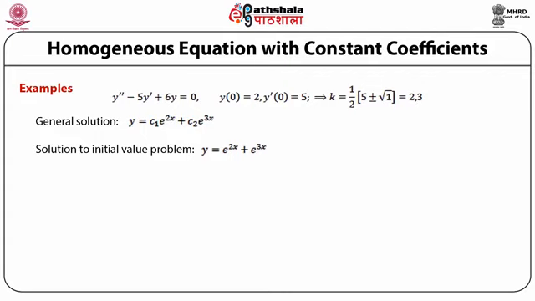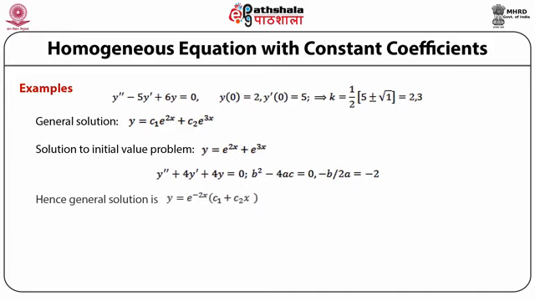Another example, we consider the equation y double prime plus 4y prime plus 4y equals 0. Here, b square minus 4ac is equal to 0. Therefore, minus b by 2a is equal to minus 2. Hence, the general solution is y is equal to e raised to power minus 2x times (c1 plus c2x).